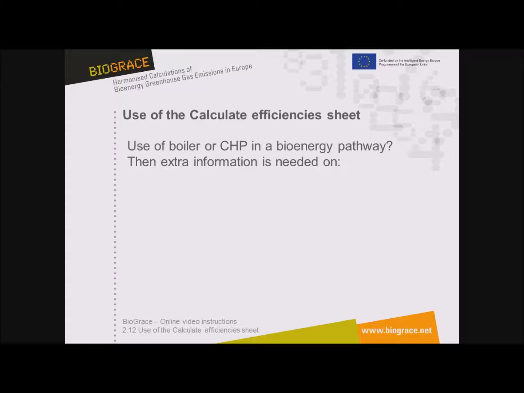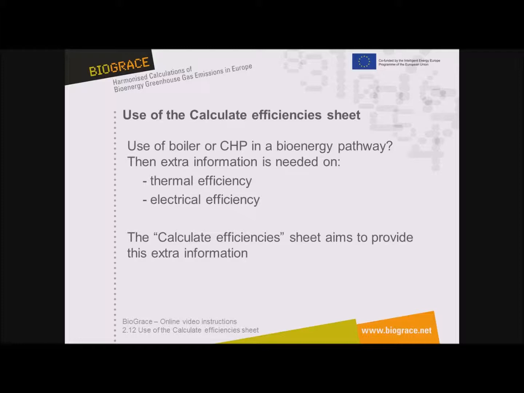Whenever a boiler or a CHP is used in the process of a bioenergy pathway, information on the thermal and/or electrical efficiency is needed to fill in the general settings box at the top of the pathway sheet and for making actual calculations as part of individual steps in some of the pathways. For instance, in the step pellet production in all pathways in which pellets from wood, straw or bagasse are produced. The Calculate Efficiency sheet aims to provide this extra information.